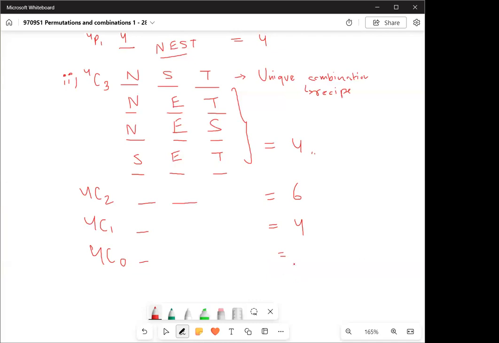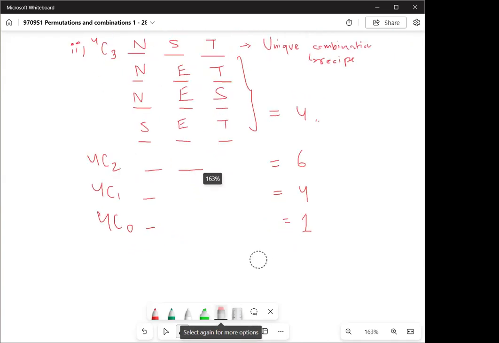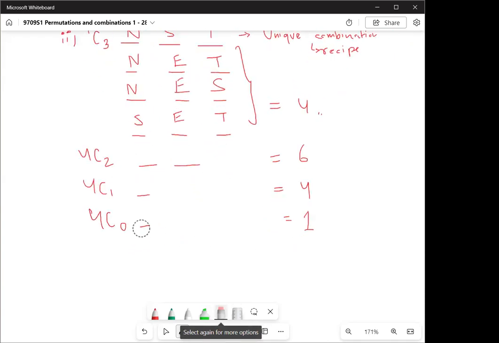Oh, yeah. It can't be 4. 4C0 is 1. That's what I said. It was 1. Okay, so it is not 4, it is 1, because the way of arranging nothing is 1. One combination of nothingness in the bag.